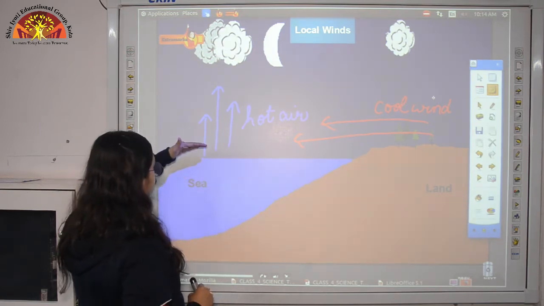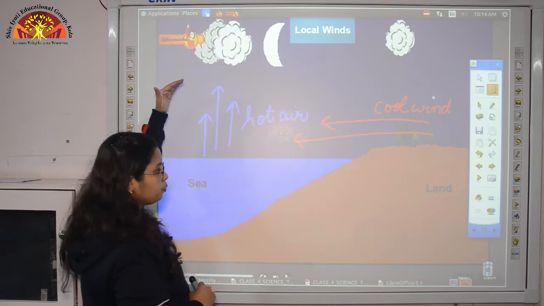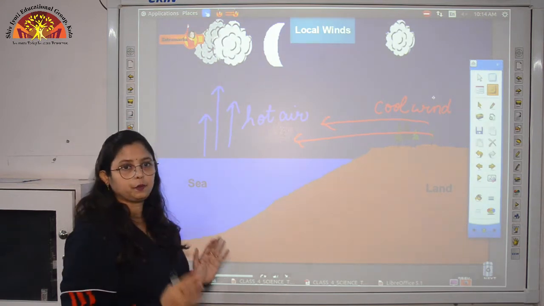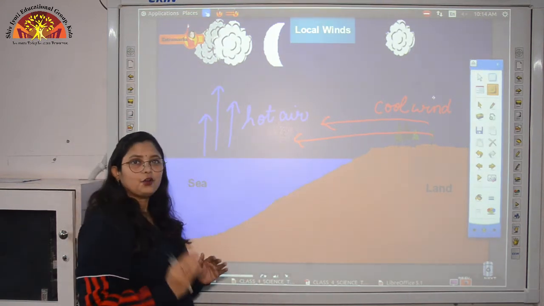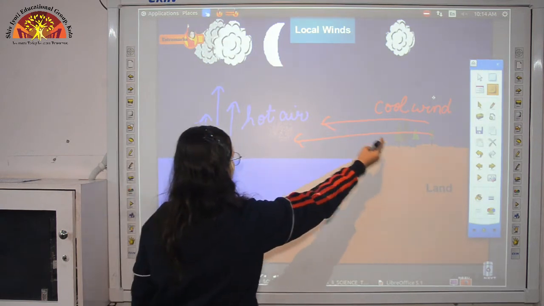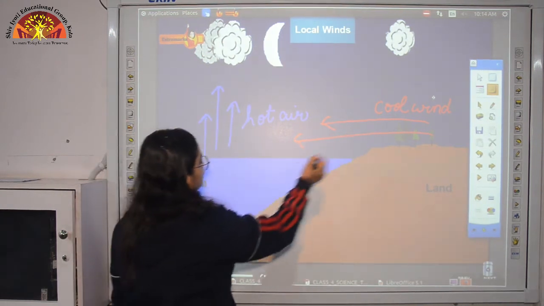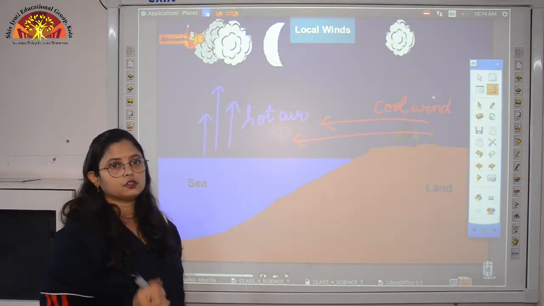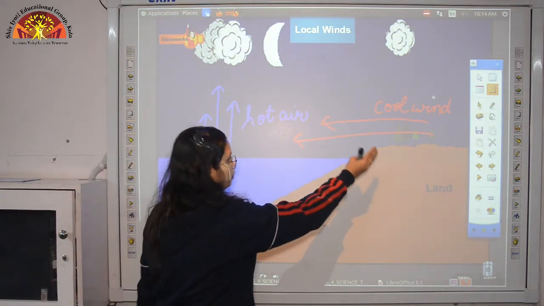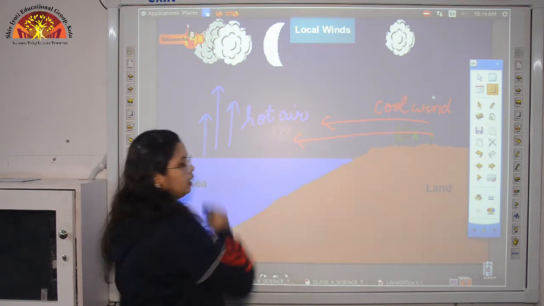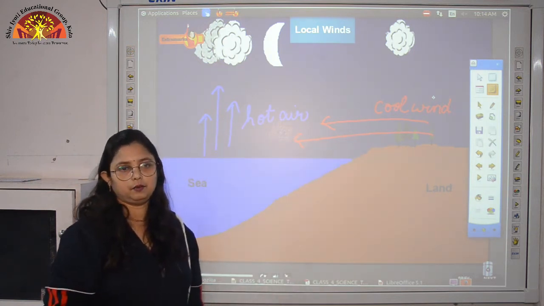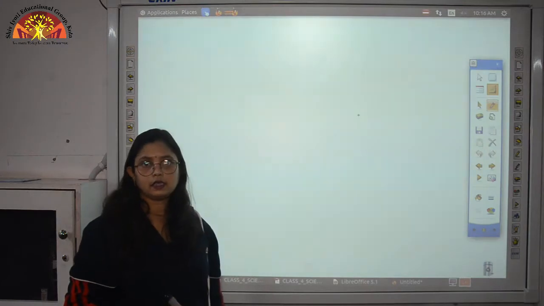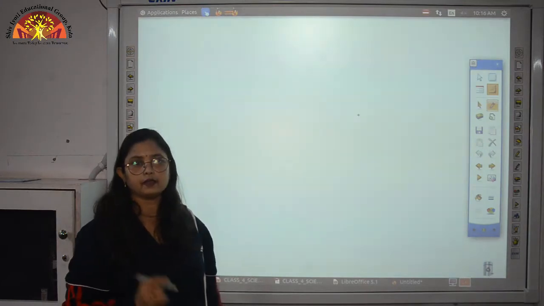As the air present above the sea level starts moving up, to take up the space, the air from above the land starts moving from land towards the sea. So this type of wind is called land breeze. Land breeze is the wind which blows from land to sea during the night time. Okay children? Now let us see how to draw land breeze and sea breeze.